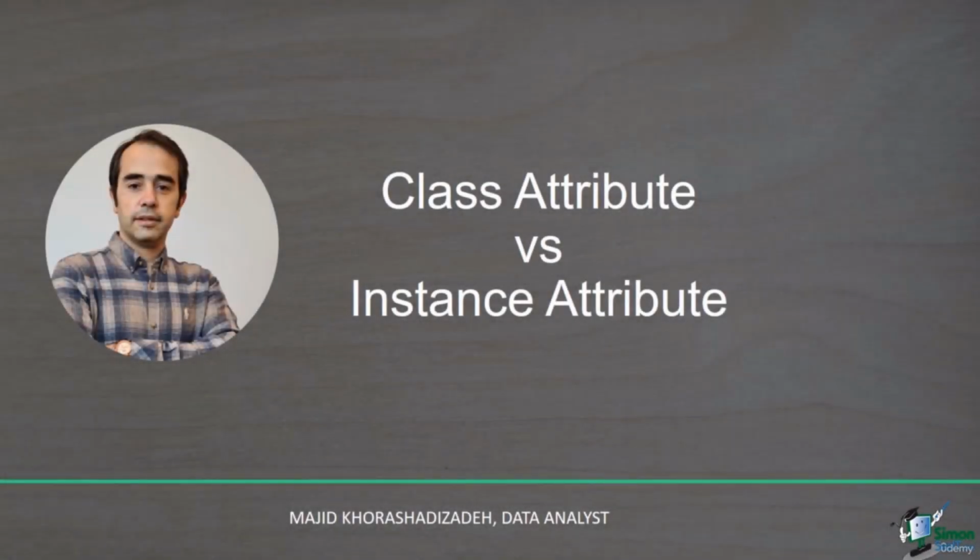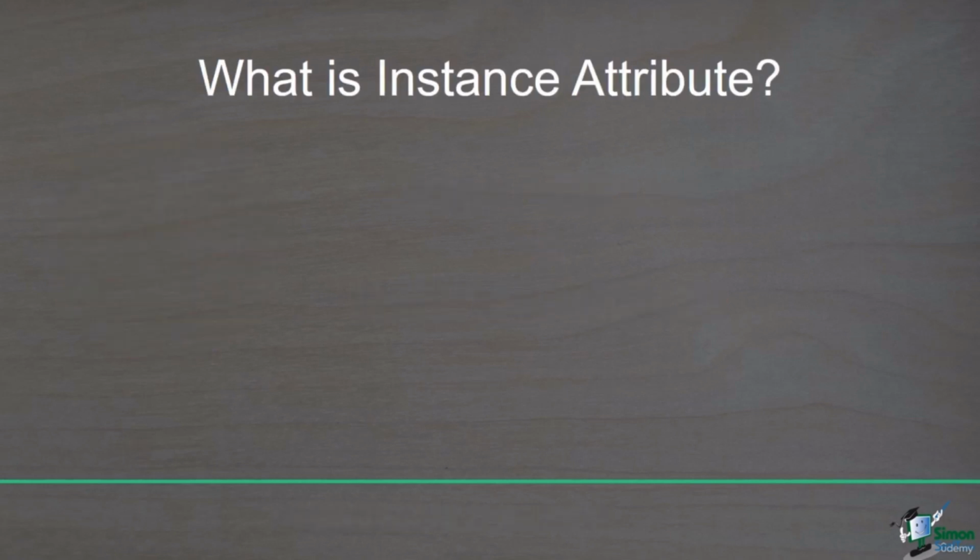So far, every time we talked about attribute, we meant instance attribute. But in this video, I will talk about a class attribute that is a property of a class, not an object. In object-oriented programming, when we create a class, we define some attributes that describe the objects.